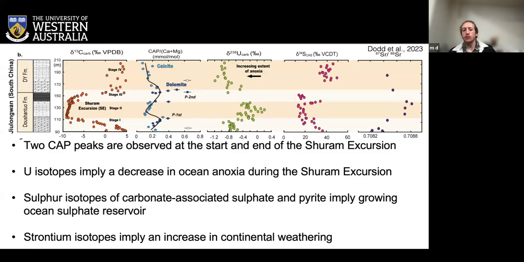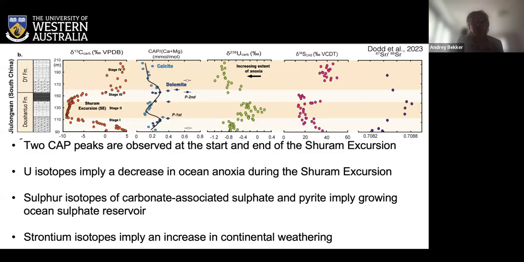But what's quite interesting is if you look at the CAS concentration data across the Shuram, there is a decrease in the CAS concentration data after the Shuram. So my money would be on the flux of sulfate being consumed, or not enough to consume all the organic matter that was available. Thank you.